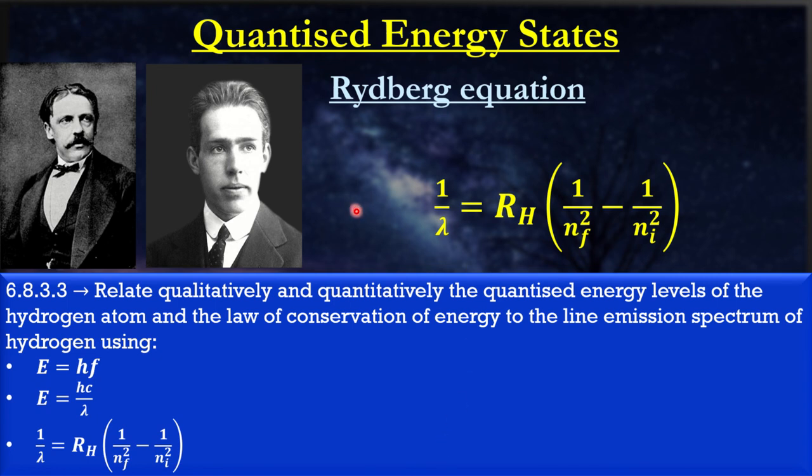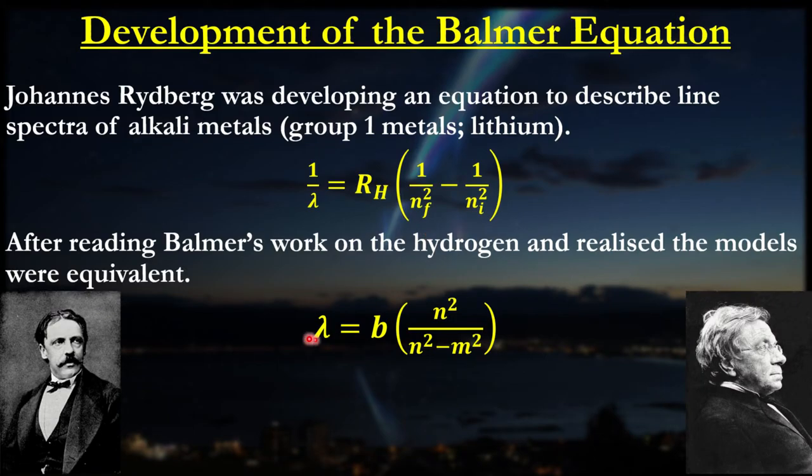Okay, the last person we're looking at for this particular lesson is Rydberg and his equation. We're going to look at how he implements the law of conservation of energy to the emission spectra of the hydrogen atom as well. Johannes Rydberg was developing an equation to describe the spectral lines of alkali metals. Alkali metals are group 1 metals, something like lithium, sodium, potassium. He came up with this equation here. Now, reading Balmer's work, he realized both their models were equivalent. So this equation we have here is also quite identical to this equation here.